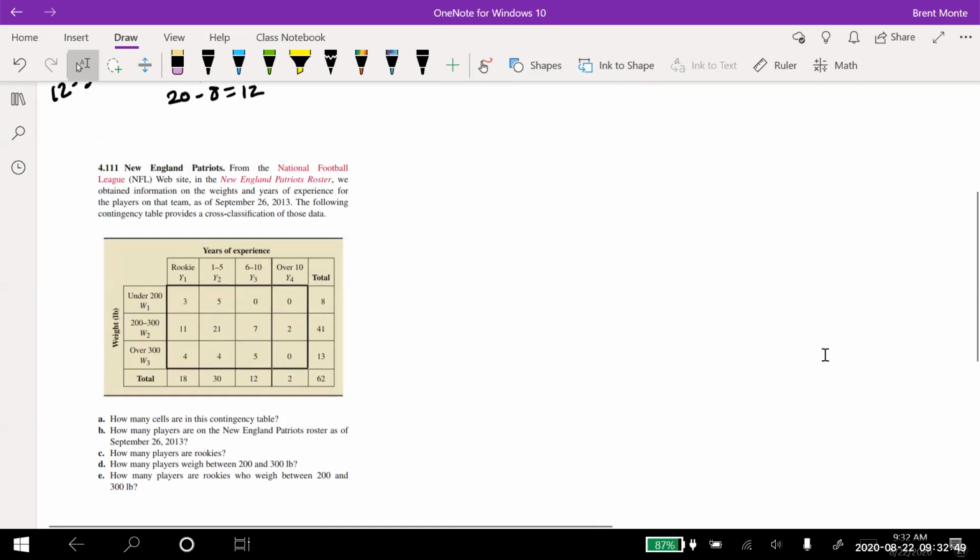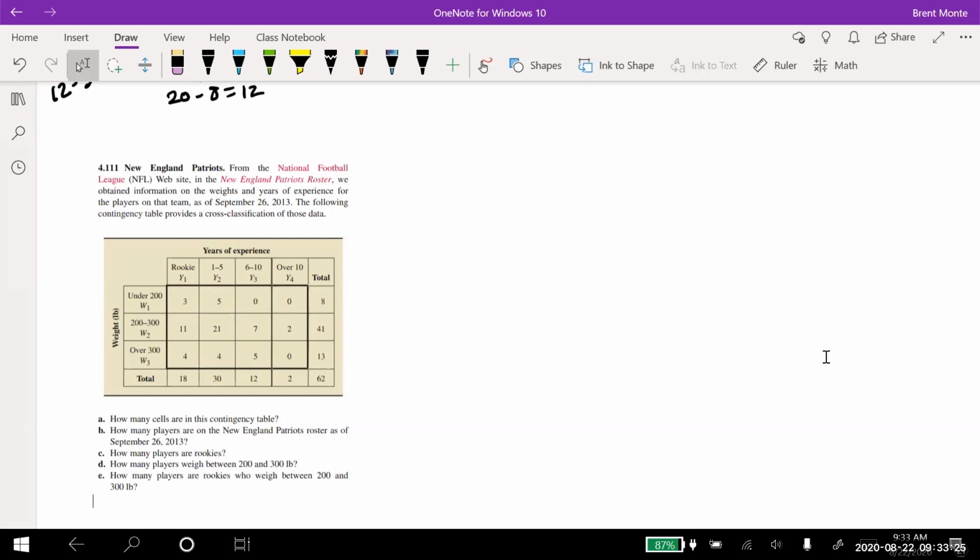It's talking about, as you can see, the New England Patriots, and it says from the National Football League website, in the New England Patriots roster, we obtained information on the weights and years of experience for the players on the team as of September 26, 2013. The following contingency table provides a cross-classification of those data. So we've got data on both years of experience and the player's weight. So they combine them, so each of those numbers inside the cells is a cross categorization of the years of experience and the weight of that player.